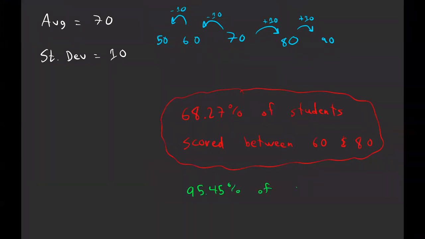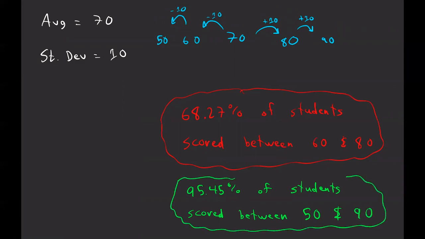95.45% of students scored between 50 and 90. And now I'm looking at this and I'm saying, all right, 95%, basically everybody, almost the entire class scored between a 50 and a 90.